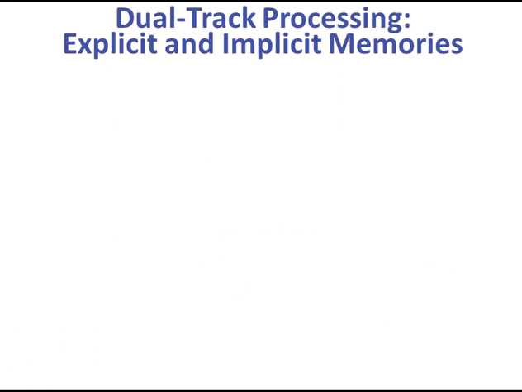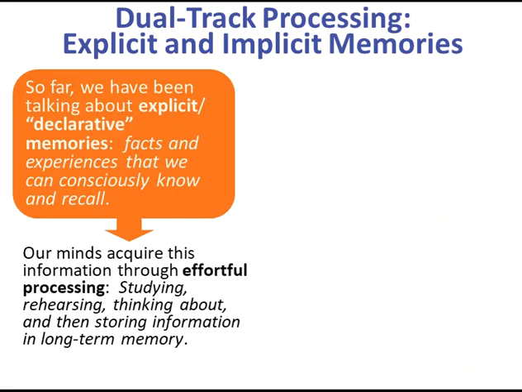Dual track processing, explicit and implicit memories. So far, we have been talking about explicit declarative memories, facts and experiences that we can consciously know and recall. Our minds acquire this information through effortful processing: studying, rehearsing, thinking about, and then storing information in long-term memory.